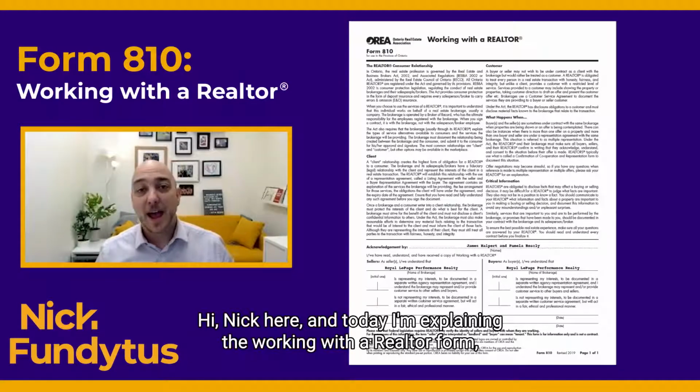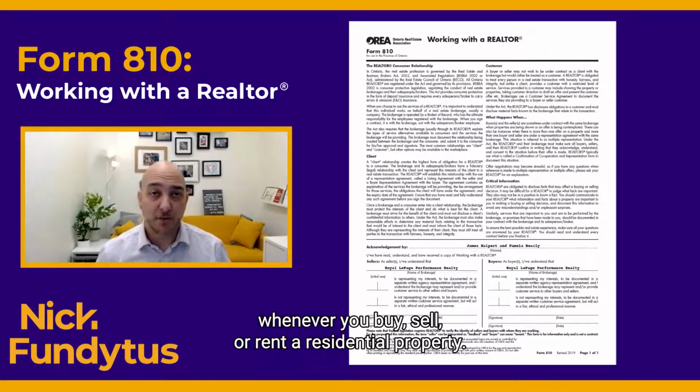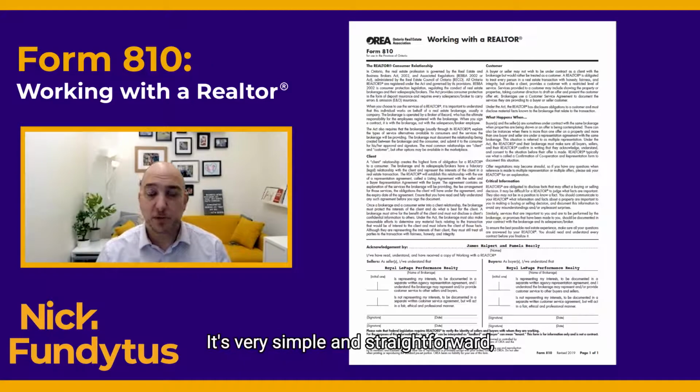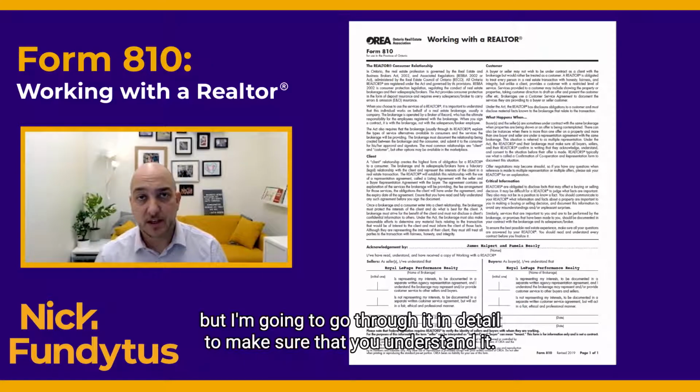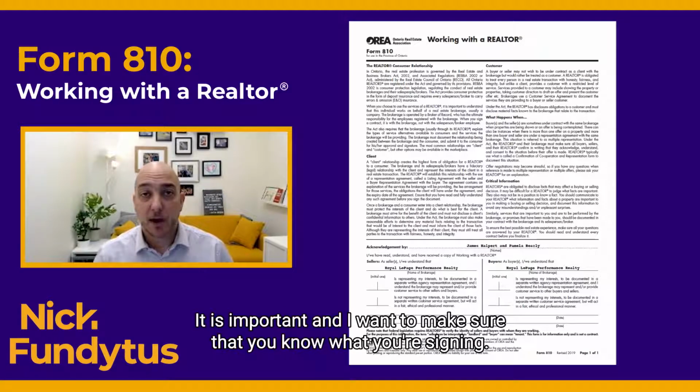Hi, Nick here, and today I am explaining the Working with a Realtor form, that's OREA Form 810, that we use in the province of Ontario whenever you buy, sell, or rent a residential property. So this is a one-page form. It's very simple and straightforward, but I'm going to go through it in detail to make sure that you understand it because you are signing it. It is important, and I want to make sure that you know what you're signing.